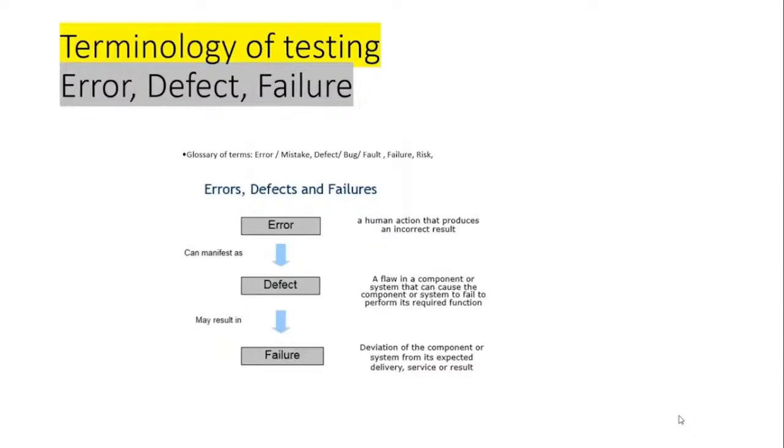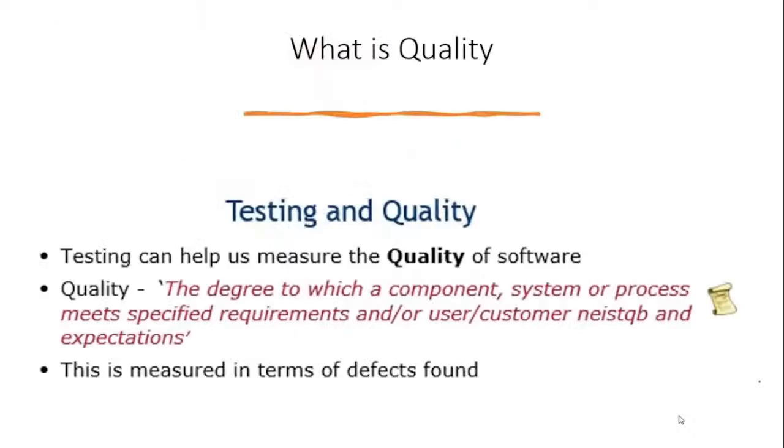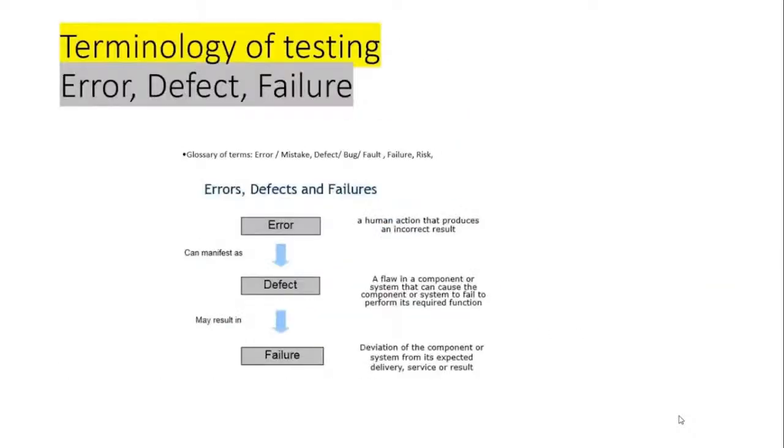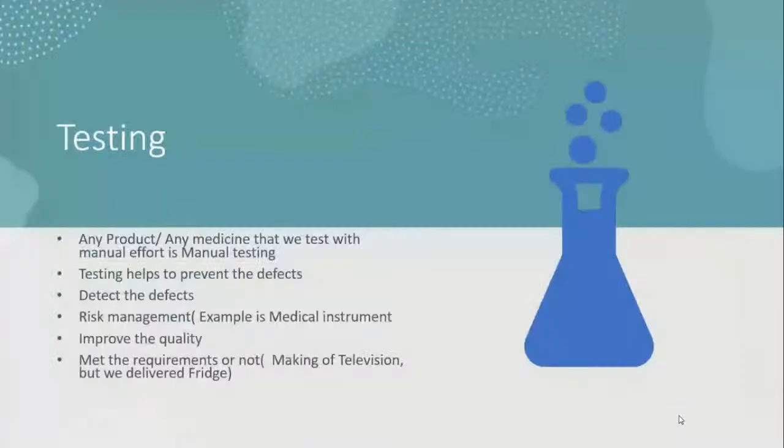Okay. So now that we have understood what a defect is, these are the three main terminologies that you have to understand. These are the standard terminologies that ISTQB has given us, and it is a must to know to proceed to further sessions. So first we have to understand what is an error, what is a defect, and what is a failure. Error is nothing but a human action that produces an incorrect result. Here we have seen an example where the requirement is to make a television, but what we delivered is a fridge.